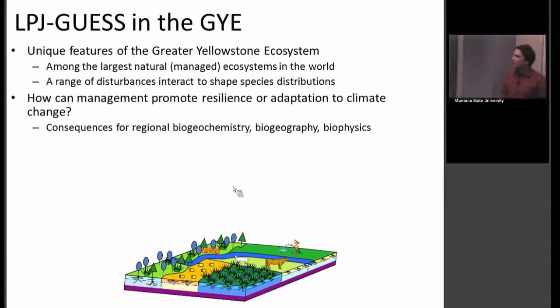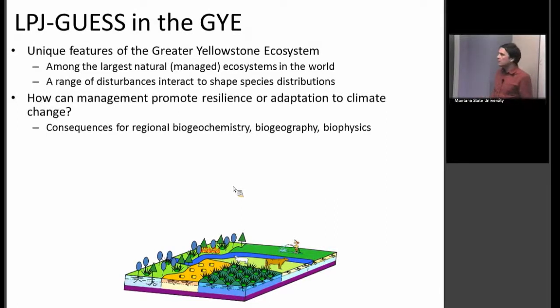And so one of the overarching questions then is how can management be used to either promote resilience of the system or to help the system adapt to climate change? And how can we use LPJ-GUESS to realize the consequences of this on biogeochemistry, biogeography, and biophysics.